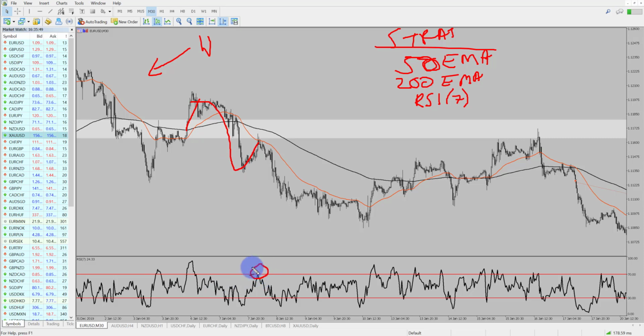So you can see that the market went into an overbought condition. We hit that 50 moving average. We produced a bearish candlestick. This was the first opportunity to get short on Euro US dollar, and you can see the market dropped significantly after that point. Okay, and then it's all about monitoring the daily time frame.